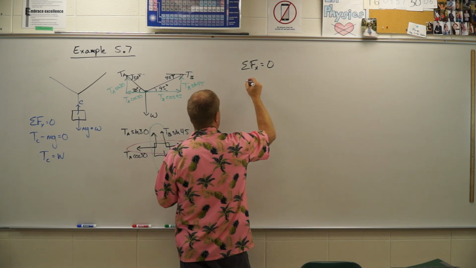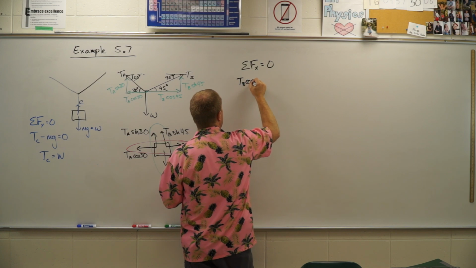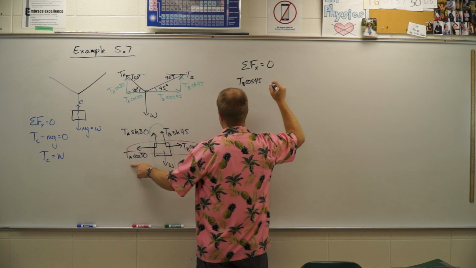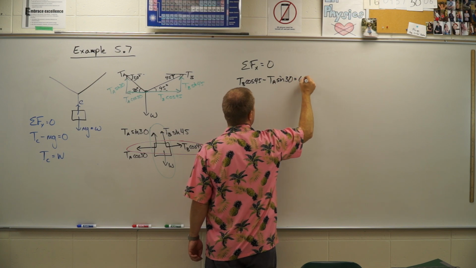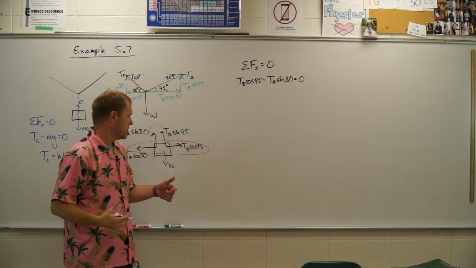So looking in my x direction, I have TB cosine of 45 minus TA sine of 30 equals 0. So I've created my first equation.